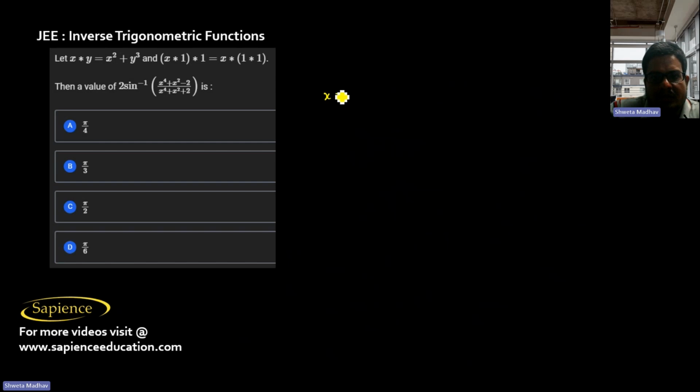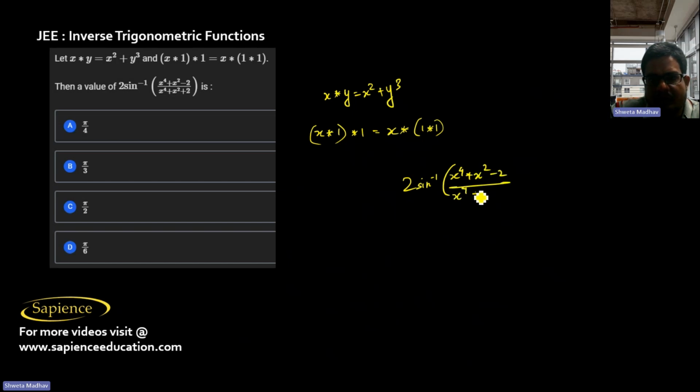Now here it is told x star y is equal to x square plus y cube, and x star 1 star 1 is equal to x star 1 star 1. Then the value of 2 sine inverse of (x power 4 plus x square minus 2) divided by (x power 4 plus x square plus 2) will be equal to how much? That we have to find out.